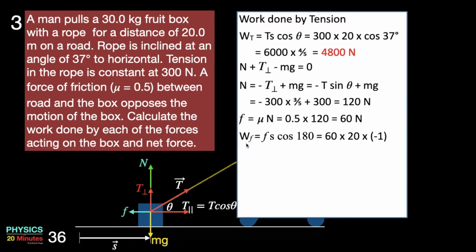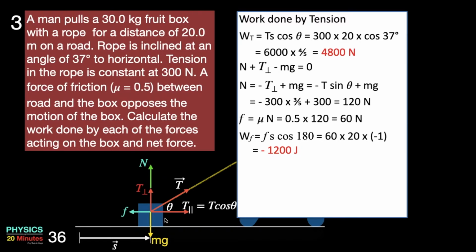Then work done by friction will be force of friction into displacement into the angle. Now, listen carefully, friction is working leftward while displacement is happening rightward. So these two vectors, force and displacement, are in opposite direction. Therefore the angle between them is 180 degree, so I would write cos 180 over here. Therefore it will become 60 into 20 into cos 180, which is minus 1. So once I substitute, work done by friction is minus 1200 Joule.